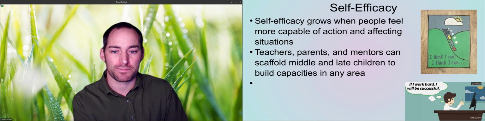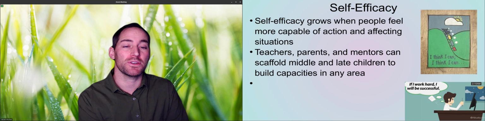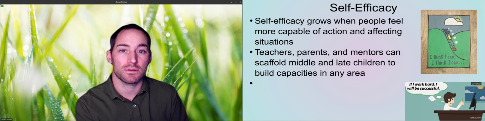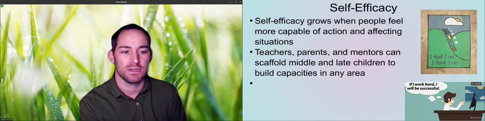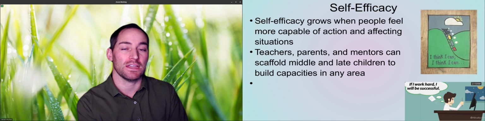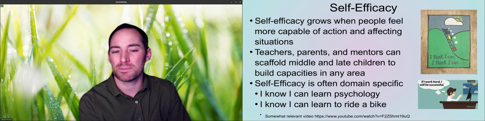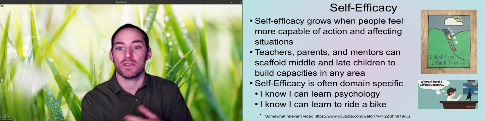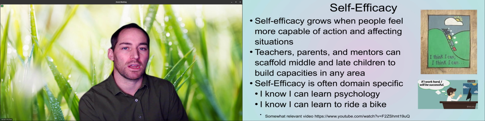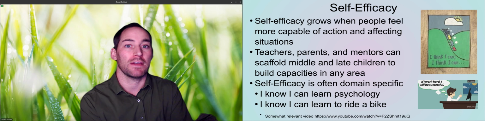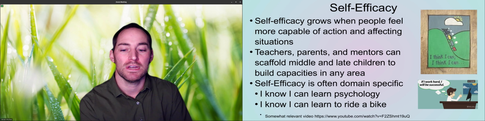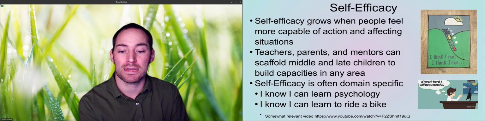goes up. So teachers, parents, mentors, we can all scaffold middle, late children, even adults, to build capacities in lots of areas. So if you want to learn photography, you can build those capacities. As you see yourself getting more capable, self-efficacy goes up. Self-efficacy is often domain specific as well. So when I say your self-efficacy will go up, it's probably going to go up in that specific area, around, say, photography or psychology, knowing how to ride a bike.